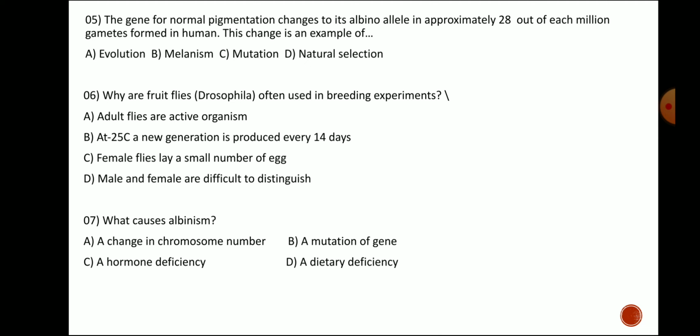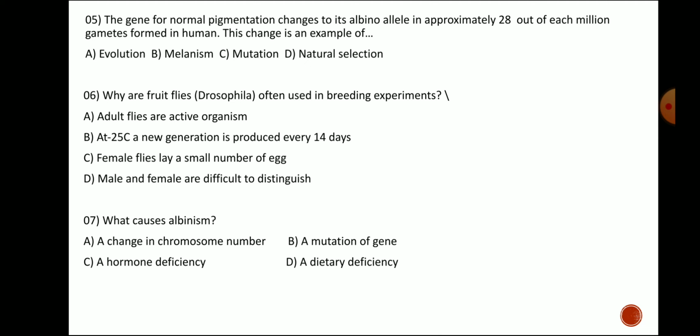That means at 25C, a new generation is produced every 14 days. That means within a short period a new generation is obtained, which is highly useful to study. It's helpful in breeding experiments.